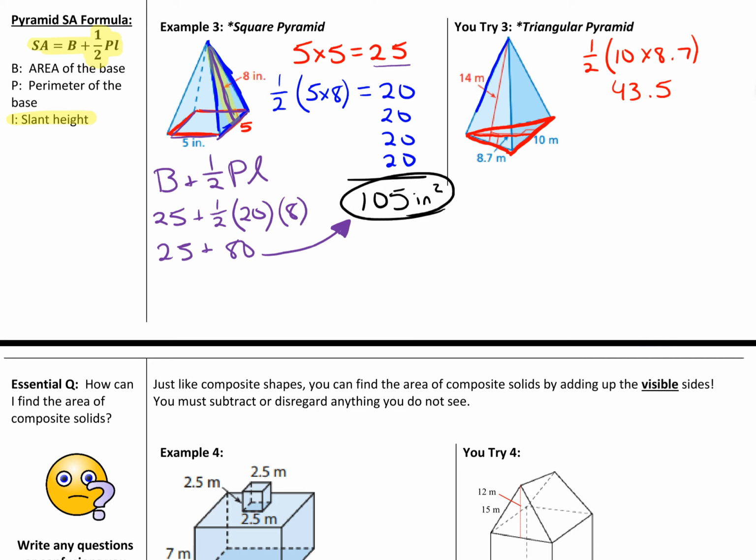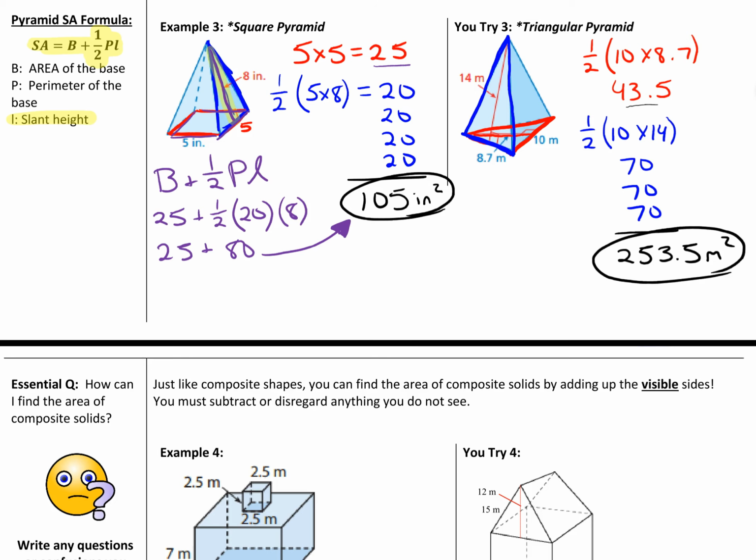And let's look at our lateral sides, our lateral faces. 1/2 of 10 times 14, or half of 140 is 70. And we have 3 sides that are 70 here, because it is a triangular pyramid. So if we add up 43.5 and our 3 70s, you should have gotten 253.5 meters squared.